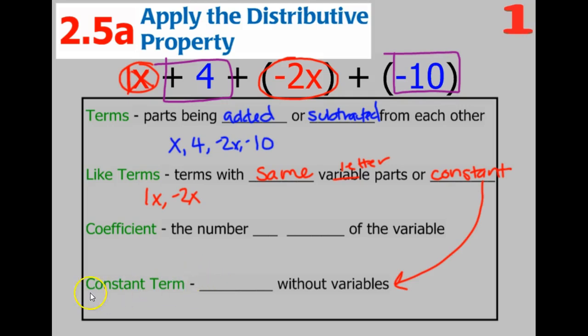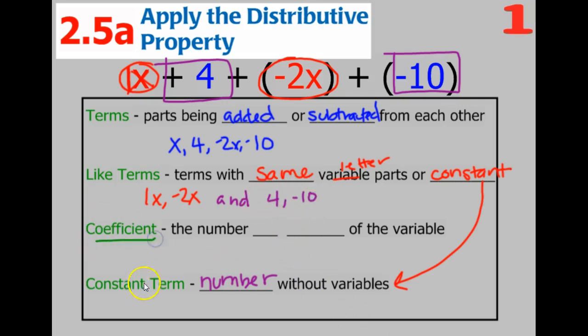And that's jumping down here to what a constant term is. It's a number without a variable, without a letter. So also our like terms are 4 and negative 10. So these two we could combine, and these two we could combine.